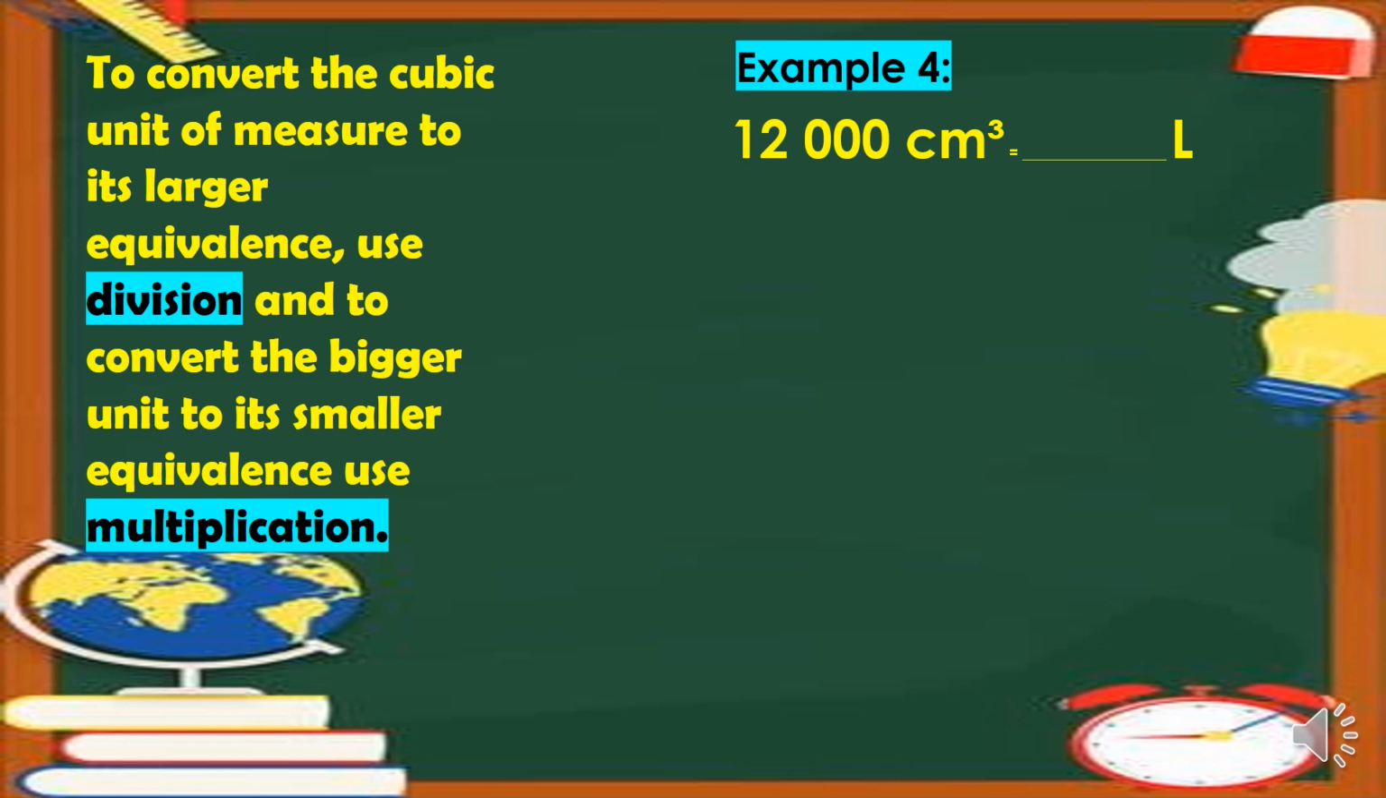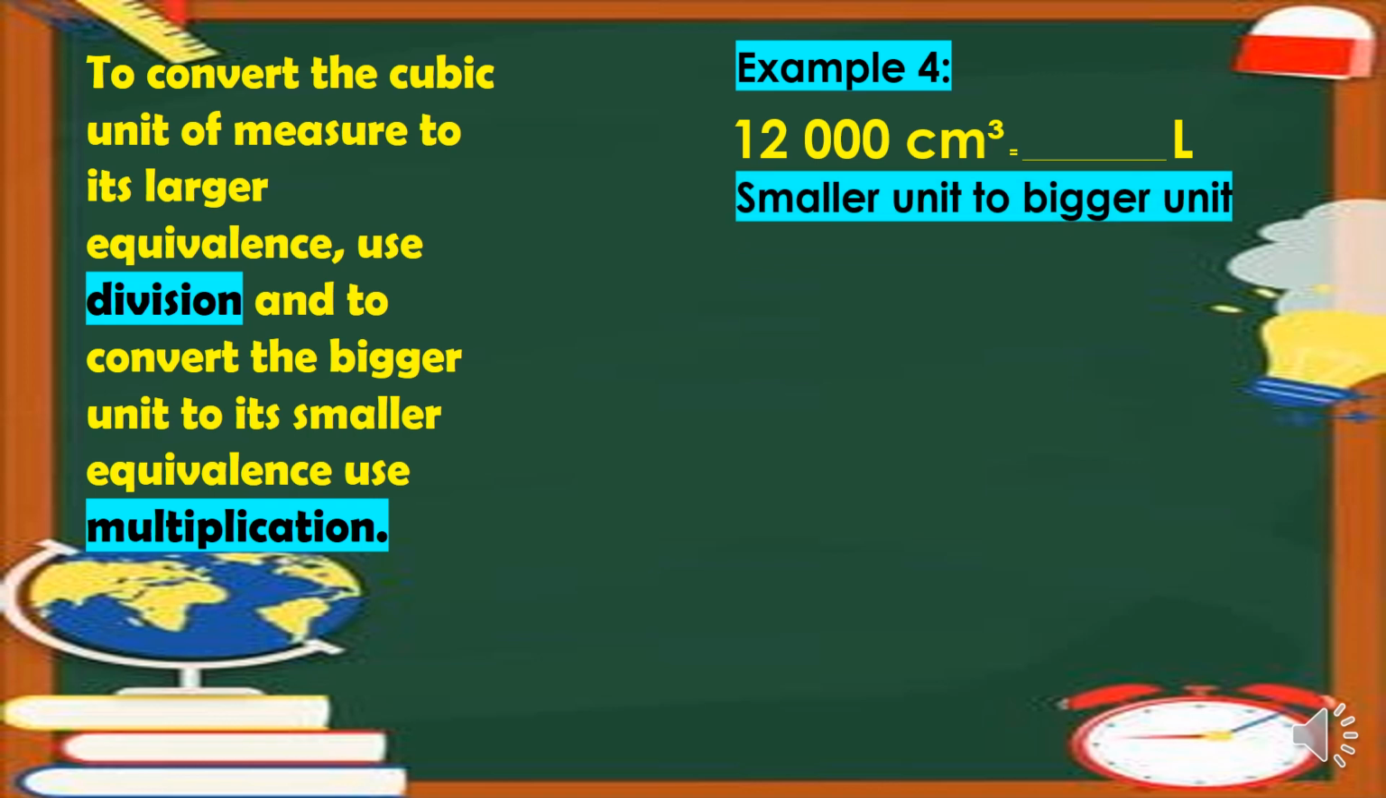So for example number 4, we have 12,000 cubic centimeter is how many liters? So smaller unit to bigger unit. So again, 1,000 cubic centimeter is equivalent to 1 liter. So we have to divide. So 12,000 divided by 1,000, the answer is 12.